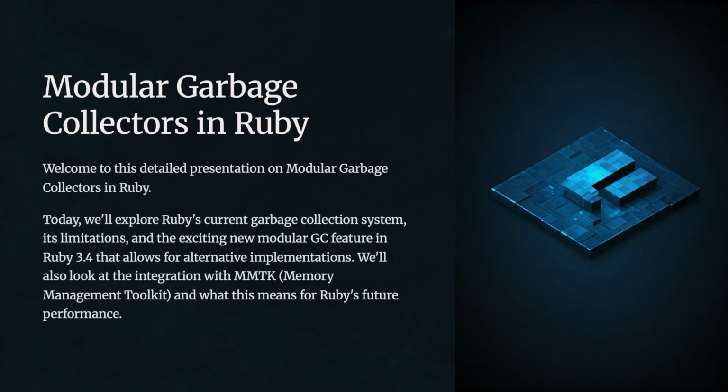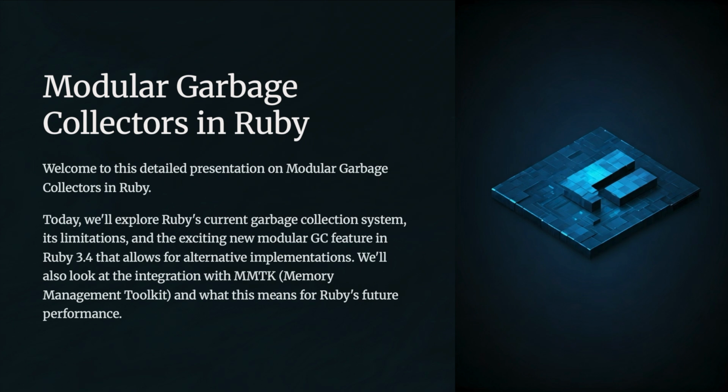So our mission here is to really unpack this. It sounds complex, but we want to understand why this is happening now, after 30 years of the same approach. And also how this modularity could actually be a big deal for performance, maybe unlock new speeds for different kinds of Ruby apps, like web servers versus background jobs.